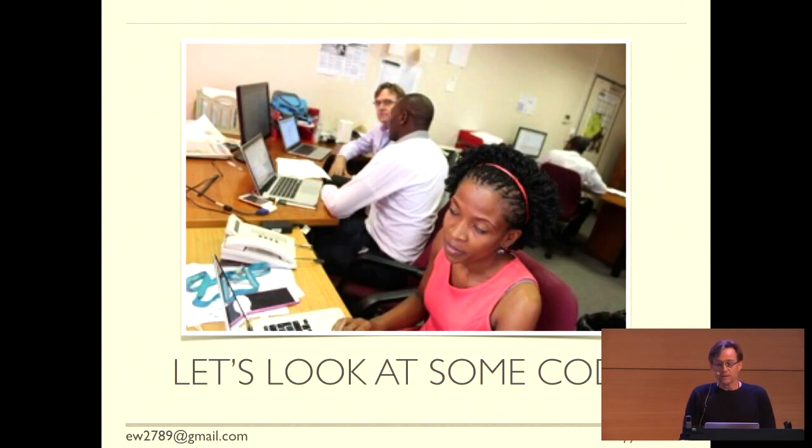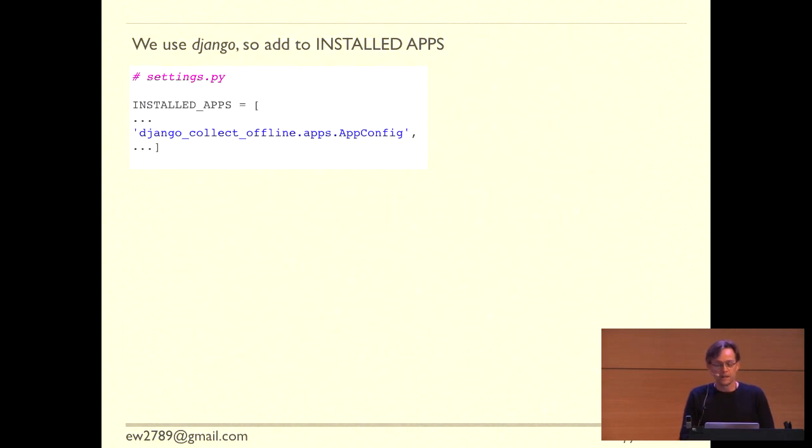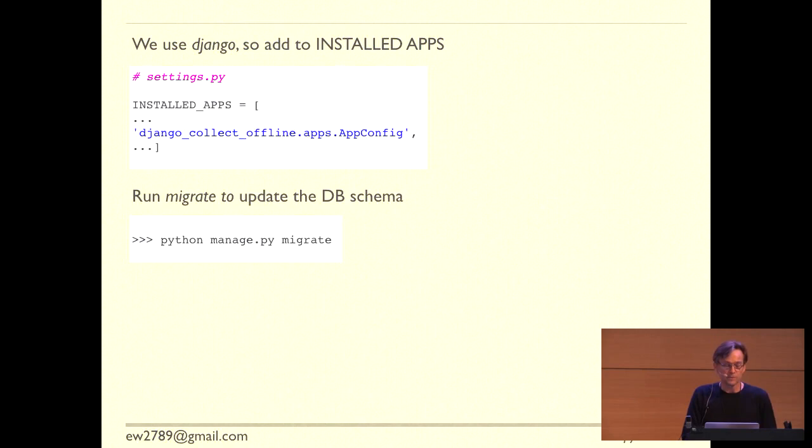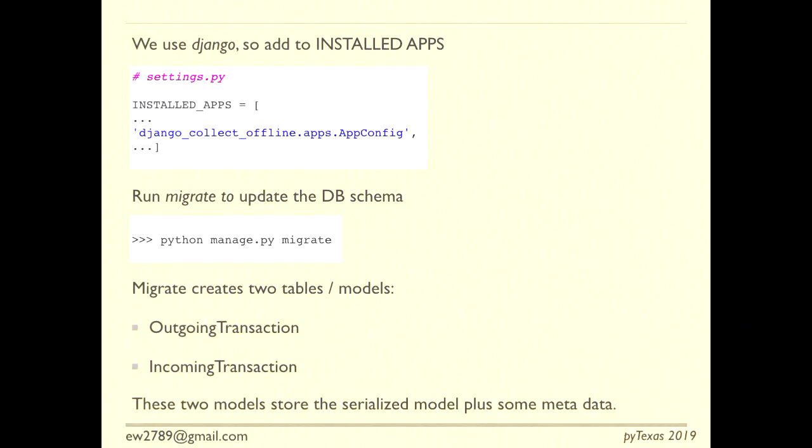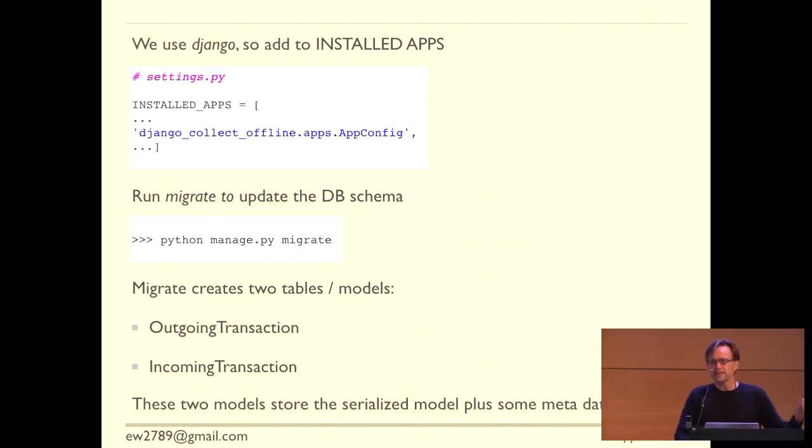So let's look at some code. We have an installable application, Django Collect Offline. Since these are Django applications, you would put it in your installed apps, you migrate, and you'll get those two tables, the outgoing transaction model and the incoming transaction model. Those models simply have one field for the serialized JSON and then some metadata for the administration around that transaction. And the incoming model is exactly the same, just on the other end.